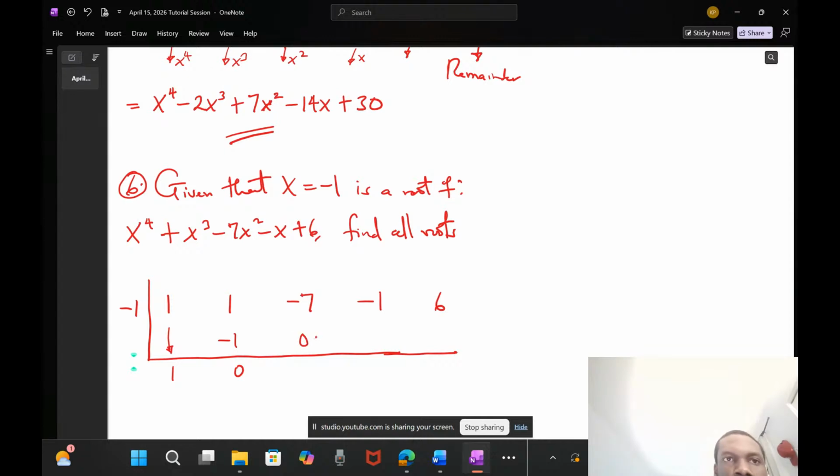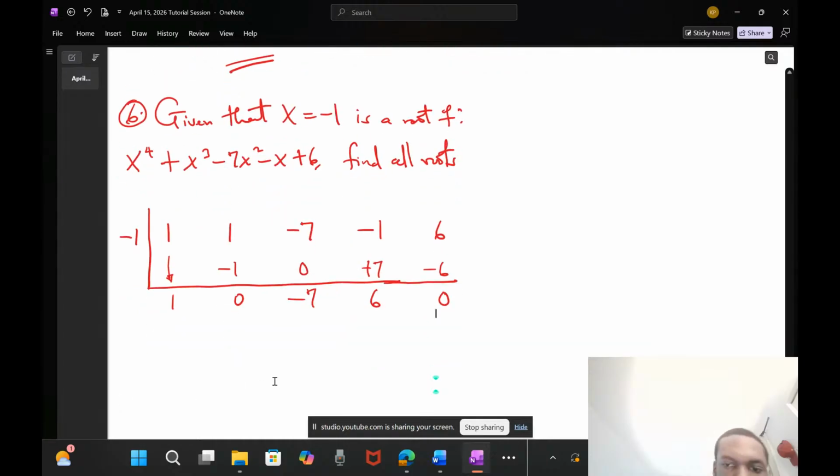-7 plus 0 will give us -7. Okay. So -1 times -7 will give us +7. So -1 plus 7 will give us +6. -1 times 6 will give us -6. 6 plus -6 will give us 0. Okay. So this is the remainder.